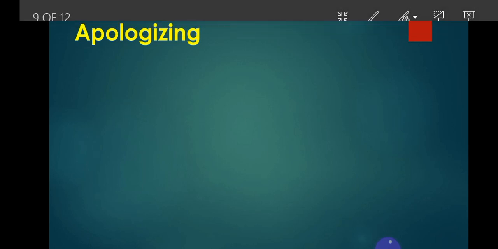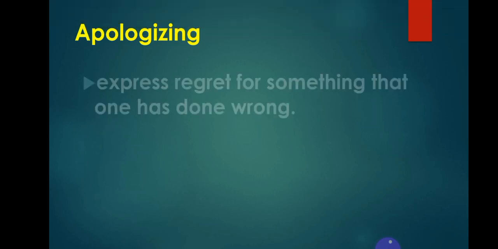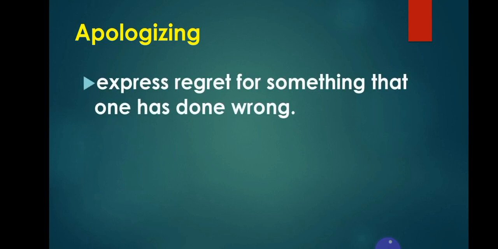So after knowing the ways of taking responsibility for your life, you have to know this word also: apologizing. Apologizing means to express regret for something that one has done wrong. For example, you accidentally broke the toy of your classmate, or the toy of your sister or brother. So what will you do? Of course, you will apologize.